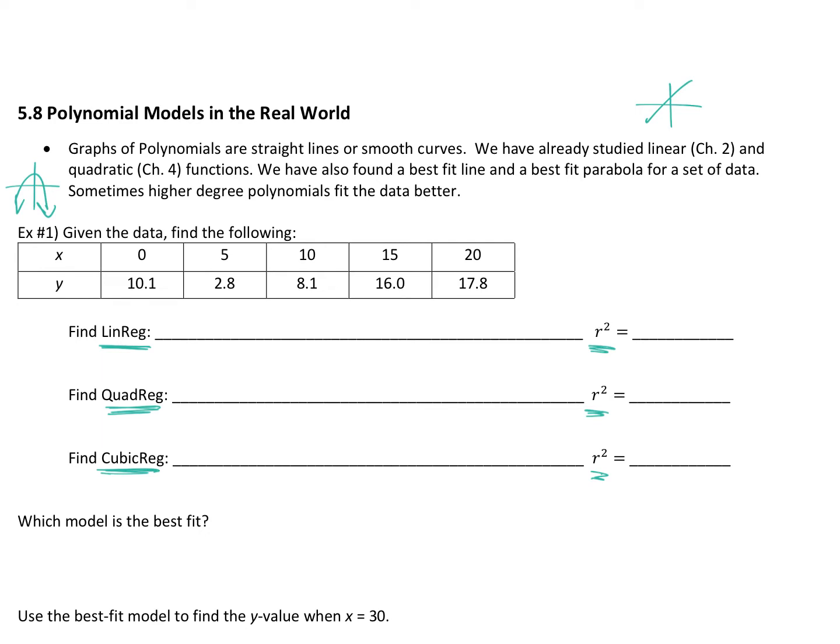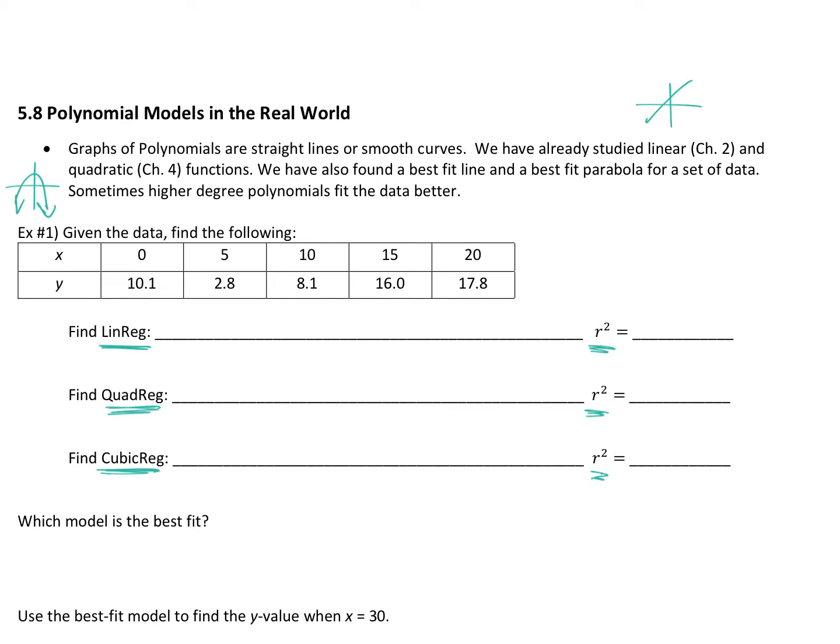Then what you're going to do is go stat, edit, and now you're going to put those numbers in. If you have stuff there already, go up to L2 and hit clear. Remember, don't delete. You'll get rid of your list completely. Hit clear, enter. Go over to L1, go up to the actual L1, hit clear, enter. Okay, so you're going to put in 0, 5, 10, 15, and 20 for your L1.